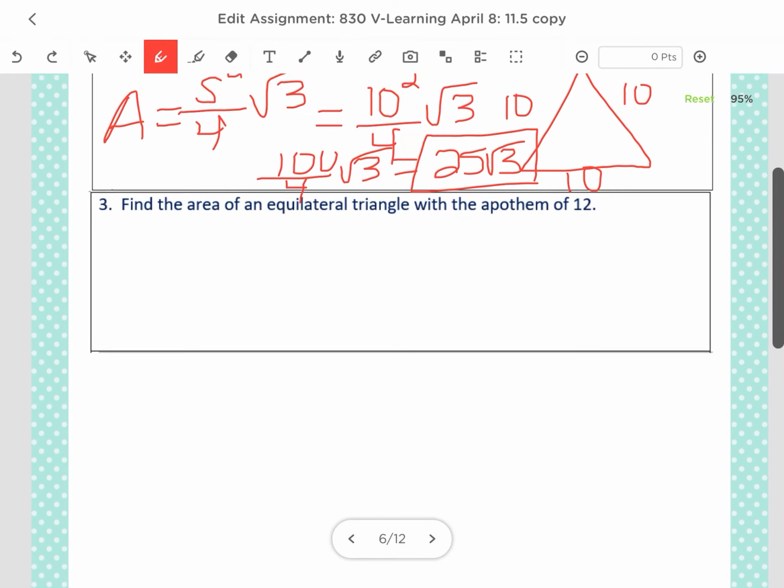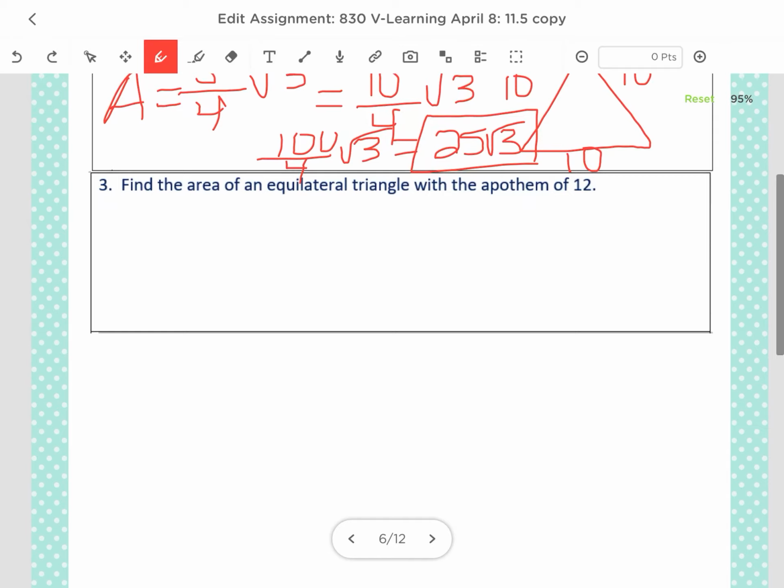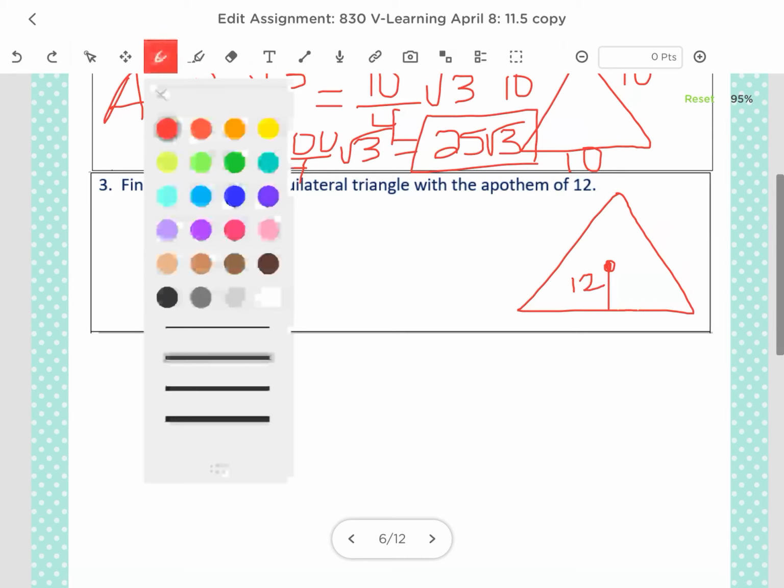All right, the next one. Find the area of an equilateral triangle whose apothem is 12. Okay, so let's go ahead and start by drawing the picture of this. So now I'm given the apothem. The apothem is drawn from the center to the midpoint. And we know it's 12. And we're trying to find the area of this. So I really need to figure out the length of a side. I know it's an equilateral triangle. So I'm going to go ahead and draw another triangle here. I'm going to draw in the radius here.